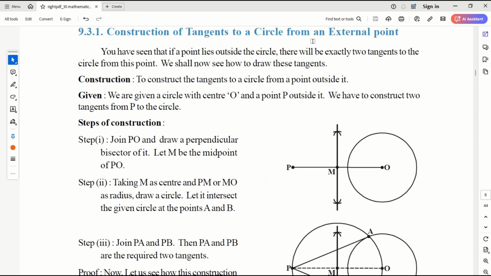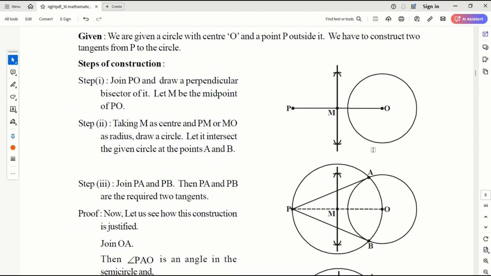Construction of a tangent to a circle from an external point. How to do this? One way is given here. Let's take a point P outside the circle. First, join PO, where O is the center of the circle. Find the midpoint: you cut with more than 50% of the length, then cut it from both sides. If you join these, you will get the midpoint M.